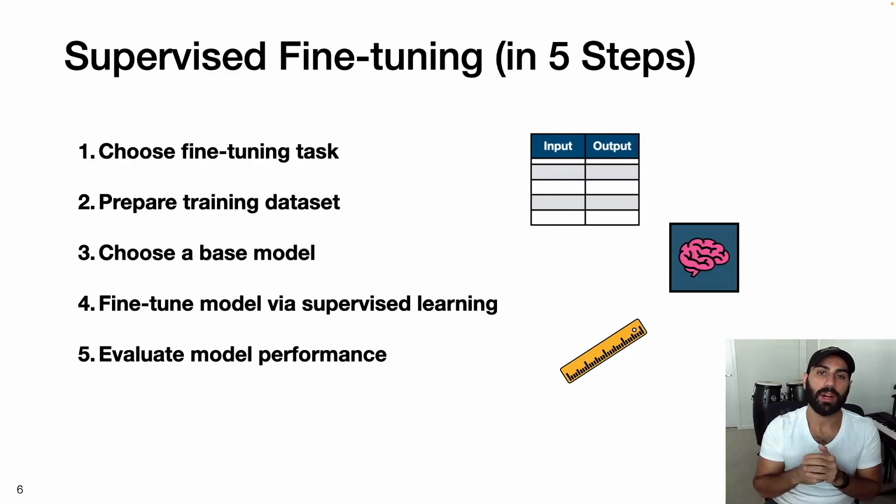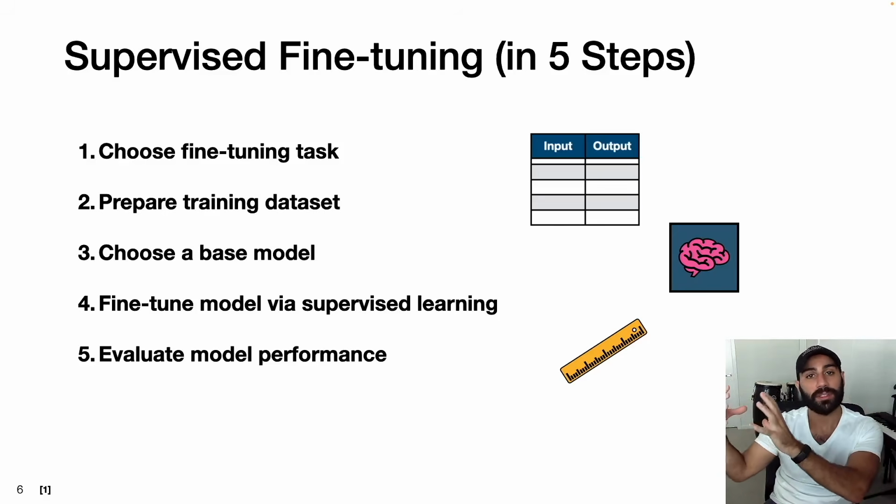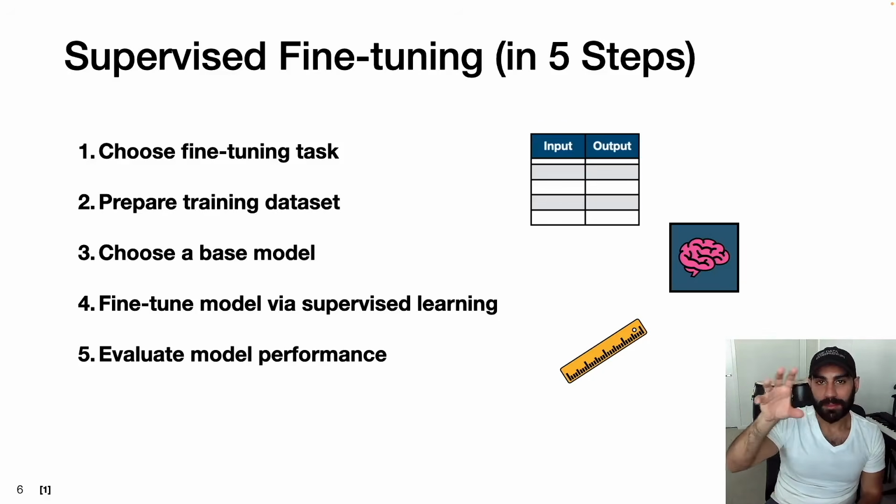Here I break that process down into 5 steps. First, choose your fine-tuning task. So this could be text summarization, it could be text generation, it could be binary classification, text classification, whatever it is you want to do. Next, you prepare your training data set. If you're trying to do text summarization, for example, you would want to have input-output pairs of text and the desired summarization. And then you take those input-output pairs and generate a training corpus using prompt templates, for example.